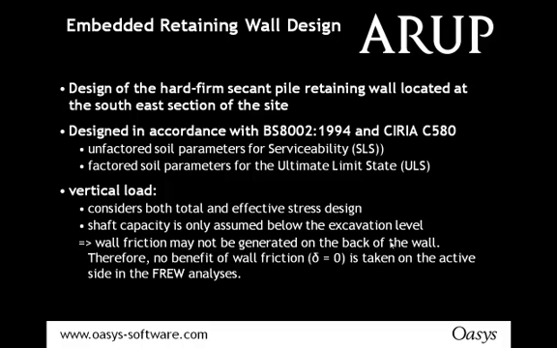The design methodology for vertical load considers both total and effective stress design. Shaft capacity is only assumed below the excavation level. So for the effective stress design, the input horizontal effective stresses are those calculated from the through retaining wall analysis. Because the wall is carrying vertical loading, wall friction may not be generated on the back of the wall, so therefore no benefit of the wall friction is taken on the active side of the through analysis. So that's why delta is taken to 0 there.